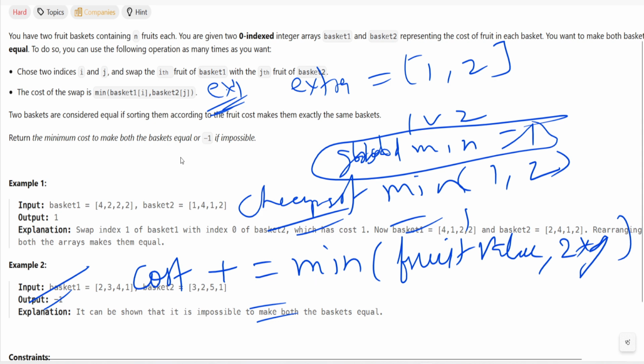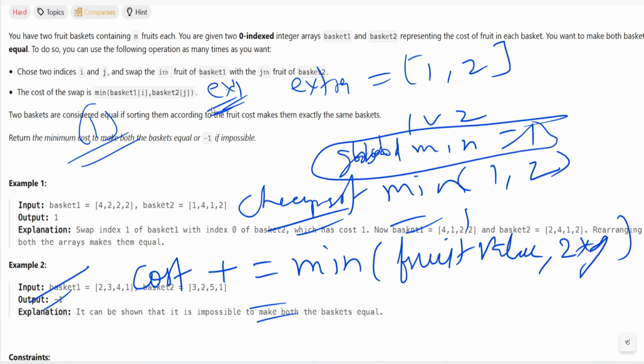So very first, in the implementation, we'll use the greedy approach with frequency counting. First, we will find the count of frequency difference. Then we should check the feasibility. Is it coming odd? If any fruit is coming odd, we'll return -1 and not do anything. Otherwise, we'll build the extra elements, and then calculate the mean cost.